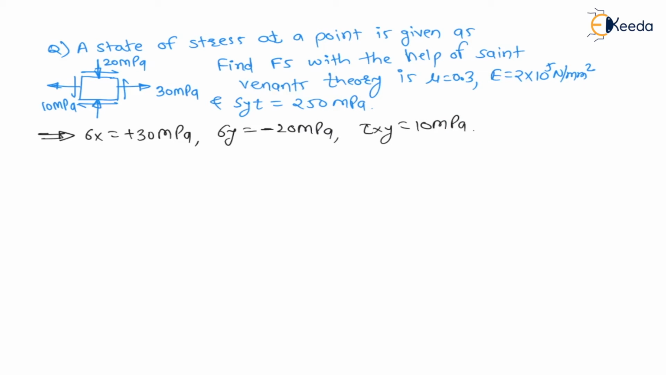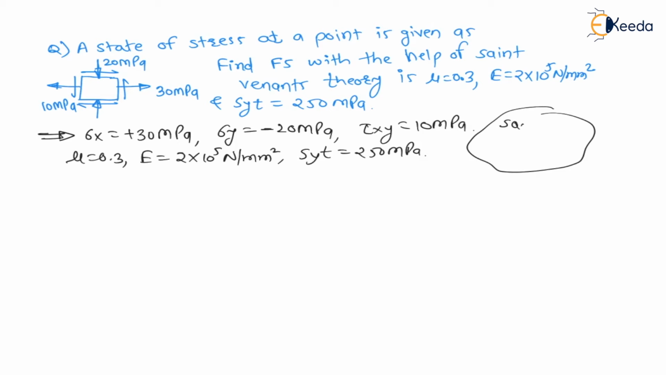Now again in the given data, they have given Poisson's ratio, which is nothing but 0.3, Young's modulus, which is nothing but 2 into 10 to the power 5 Newton per mm square, and SYT they have provided 250 MPa. For this given data, they are asking you to use Saint Venant's theory. Saint Venant's theory is nothing but maximum principal strain theory, that is Emax theory. Means our target is to find Emax here, right?